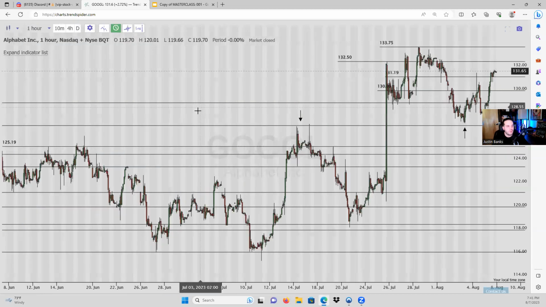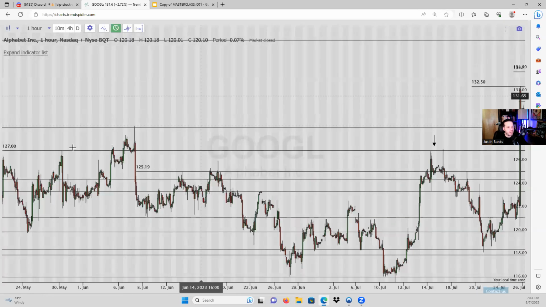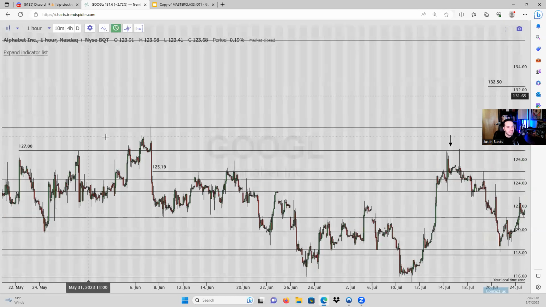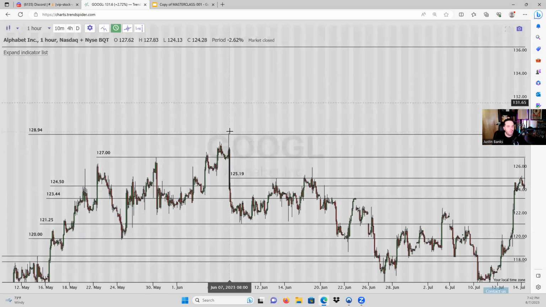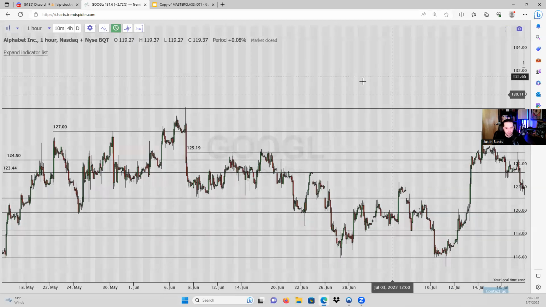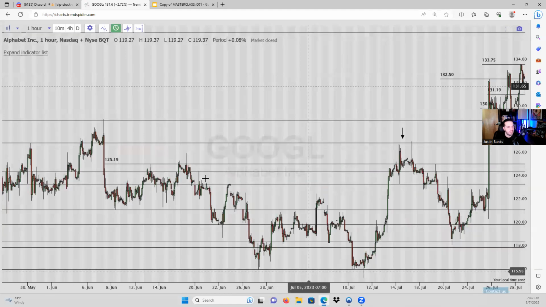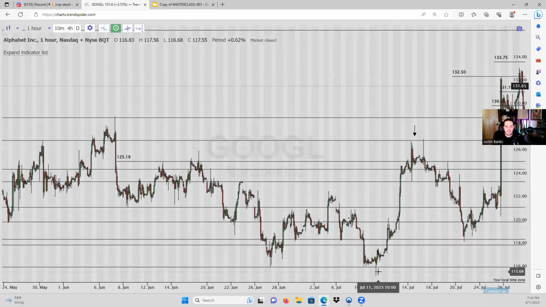Google, we have 127. So I like to use the 1 hour time frame to find my big levels, right? So we could see all the way, dating all the way back from May, we have 127 as a huge level. We have 129 as a huge level, right? 127, 129. 129 brought us down to the most recent low, about 116. So this is a very major level.